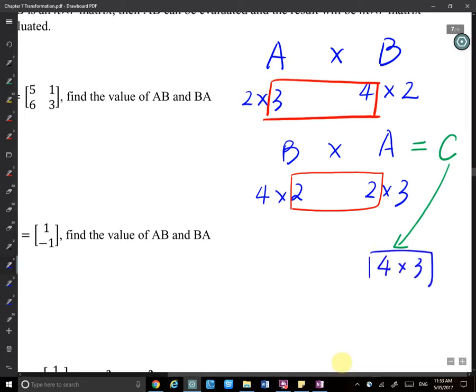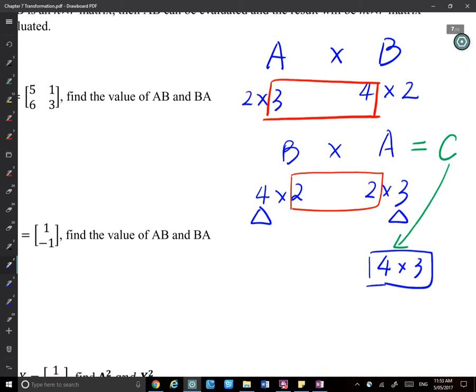The dimension for C is 4 times 3. Where does that come from? This 4 here and this 3 here. So the middle two, you can think of them as getting cancelled, and what is left is 4 and 3. Therefore, there's a row 4, column 3 answer. So B times A is a 4 times 2 matrix times a 2 times 3 matrix. They can be times together, and we have a result C there. The result C will be what has been left, 4 rows and 3 columns. So you will know what the answer will look like.